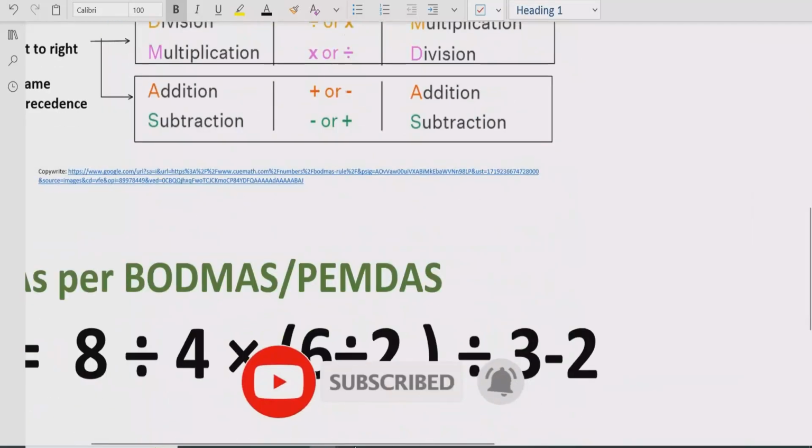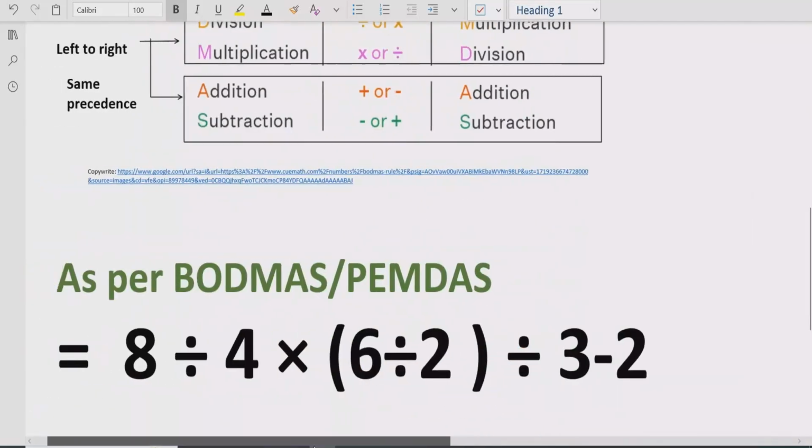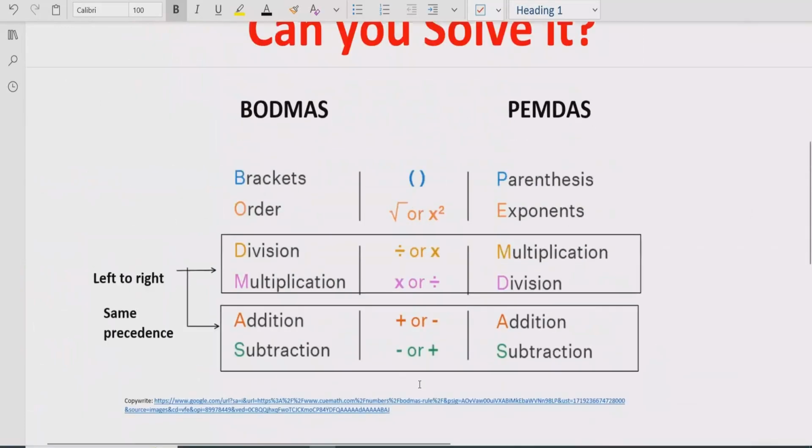Now let's talk about the rules which we can follow to solve the given expression. Here we will discuss two rules, BODMAS and PEMDAS. These rules we will apply to solve any arithmetic expression. The rule says if your expression contains any bracket or parenthesis, you have to solve that part first. After the bracket, you have to see the power of any number. If your expression contains any number which has a power, you have to solve that part after the bracket.